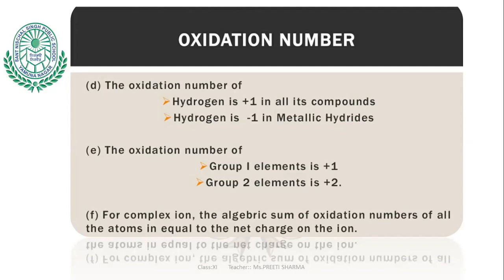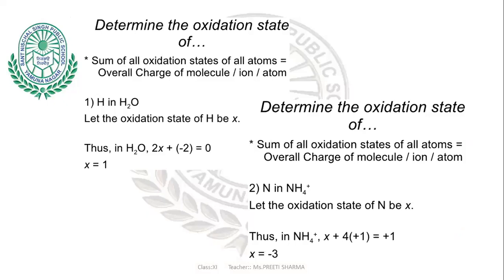And the oxidation number of all the group 1 elements is +1, and all the group 2 elements is +2, as we know. And for complex ions, such as sulfate ions, carbonate ions, the algebraic sum of oxidation numbers of all the atoms is equal to the net charge on the ion. Let's see the examples. See, first of all, how to determine the charge or oxidation state of any compound.